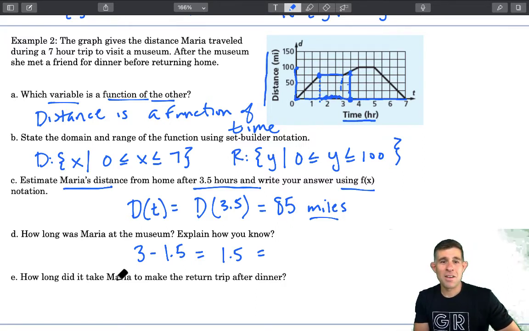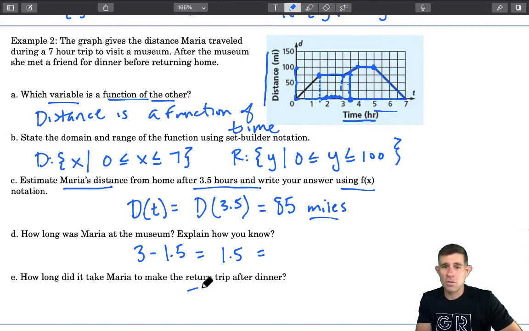All right, how long did it take Maria to make her return trip home? So after the museum, she went to dinner with a friend. She stayed at dinner. That flat line there indicates she's not traveling away from home. And then from dinner, she drove all the way home. And it looks like it took her between 5 and 7 there. So that is a total of 2 hours.